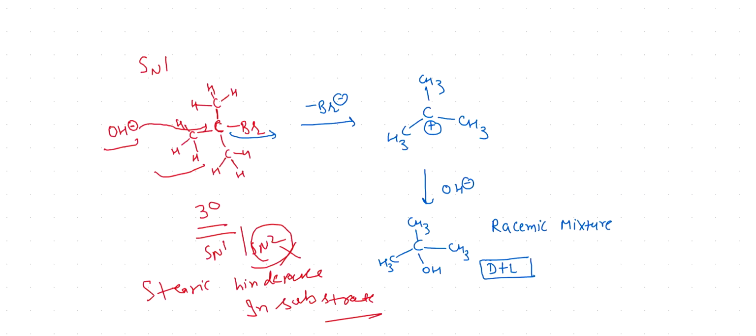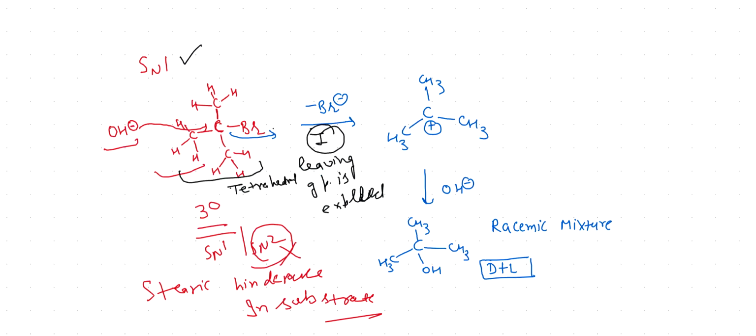Then it will follow the SN1 mechanism. What happens in the SN1 mechanism? First of all, the leaving group will be expelled. This is our first step. In this, the leaving group is expelled from the substrate. Here our substrate has tetrahedral geometry.